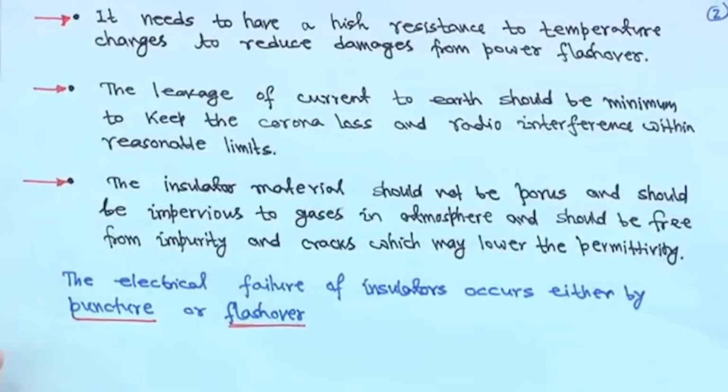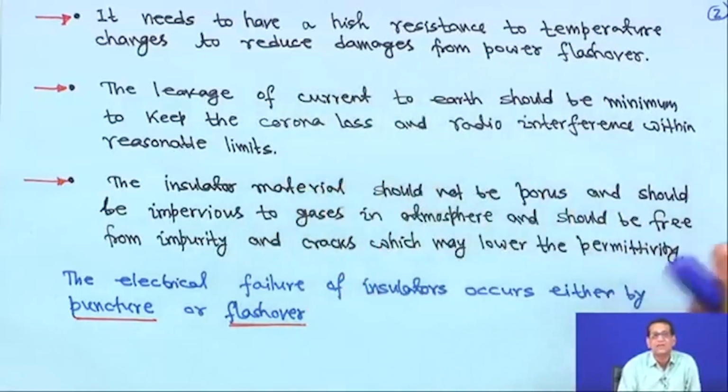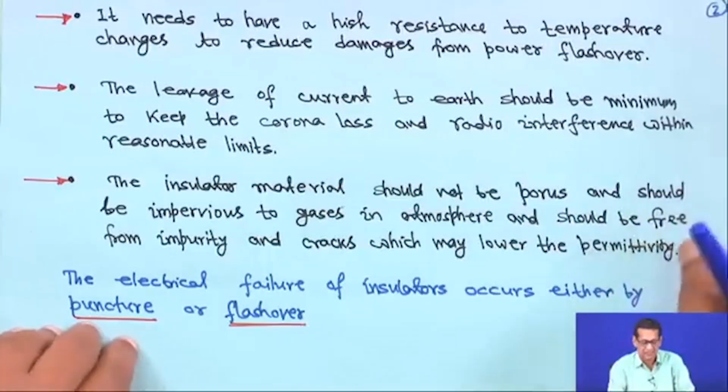So, that means without an insulator you cannot connect your transmission line to the tower, right. You have a tower, or sometimes we call them poles or towers, and then cross arms will be there. Another thing is that it needs to have a high resistance to temperature changes, to reduce damage from power flashover. The flashover is very common, right.